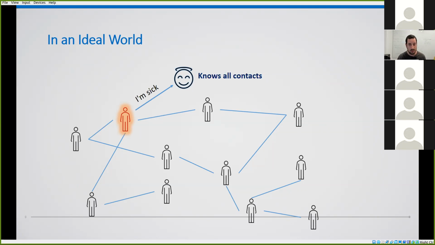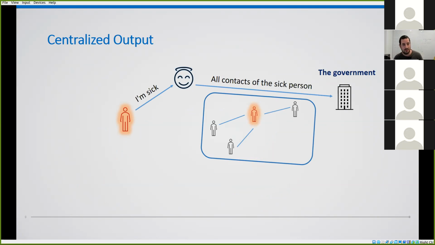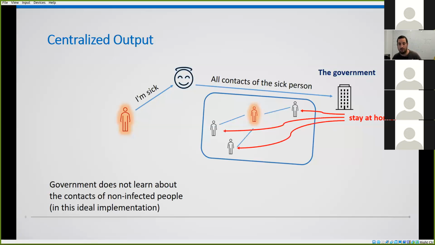functionality, the centralized output. In this functionality, the trusted party notifies the government who are all the contacts of this sick person. And now the government can use this information to, for example, notify the contacts. The government is not supposed to learn about the contacts of non-infected people, at least in this ideal implementation.